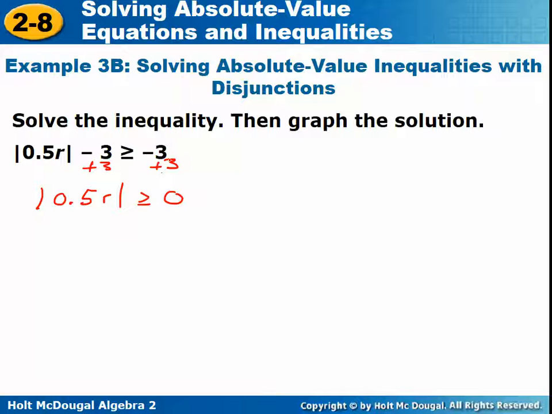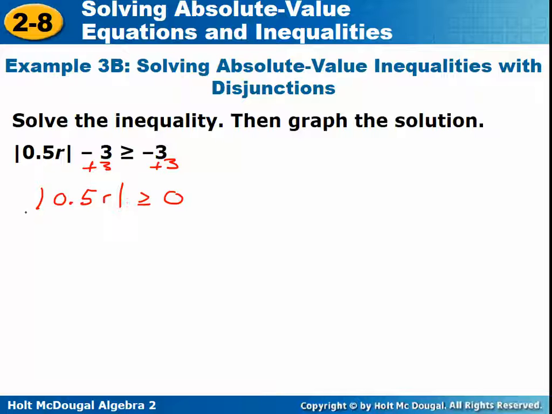Now here's where I want you to stop and think. This says that the absolute value of this side, which will be a positive number, will be greater than or equal to 0. Well, positive numbers are always greater than or equal to 0. The absolute value of any number will be 0 or greater than 0.